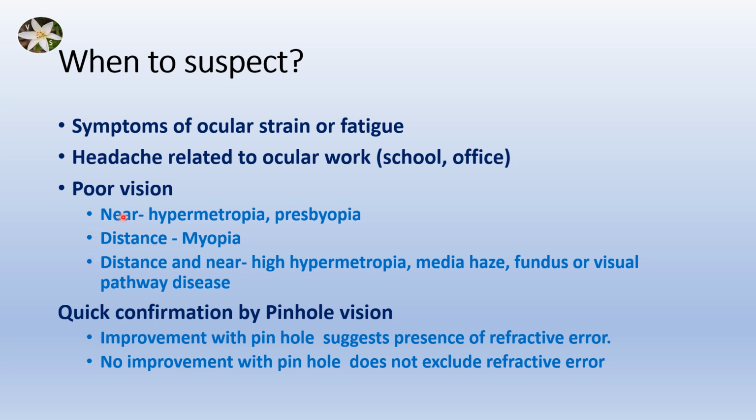Poor vision for near suggests hypermetropia or presbyopia. Poor vision for distance suggests myopia, and poor vision both for distance and near suggests high hypermetropia or presence of any other pathology, media haze, fundus, or visual pathway disease.